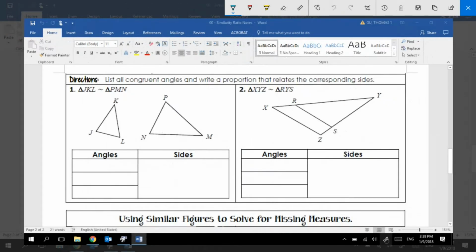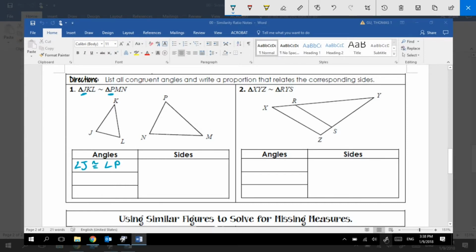Time for some examples. Look at number 1. We're going to list all the congruent angles and write a proportion that relates the corresponding sides. We see that triangle JKL is similar, not congruent, because the sizes are different, to triangle PMN. We need to write which angles are the exact same. Even though the size of the triangles is different, the angles can be the exact same. So this is pretty straightforward. Angle J is congruent to angle P.